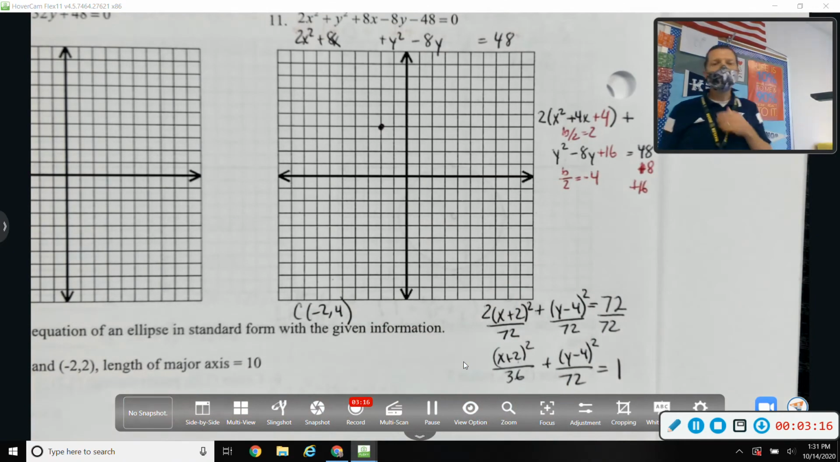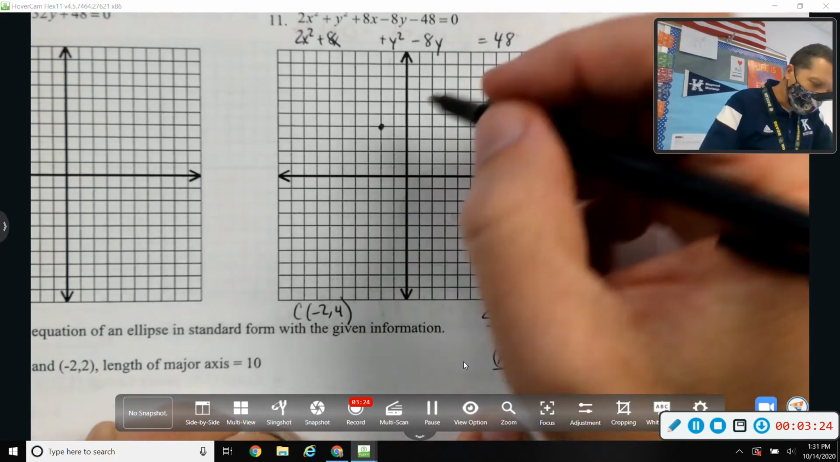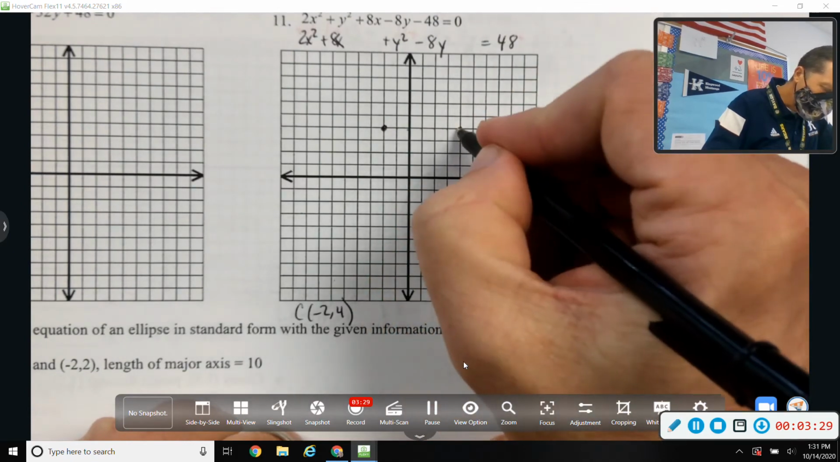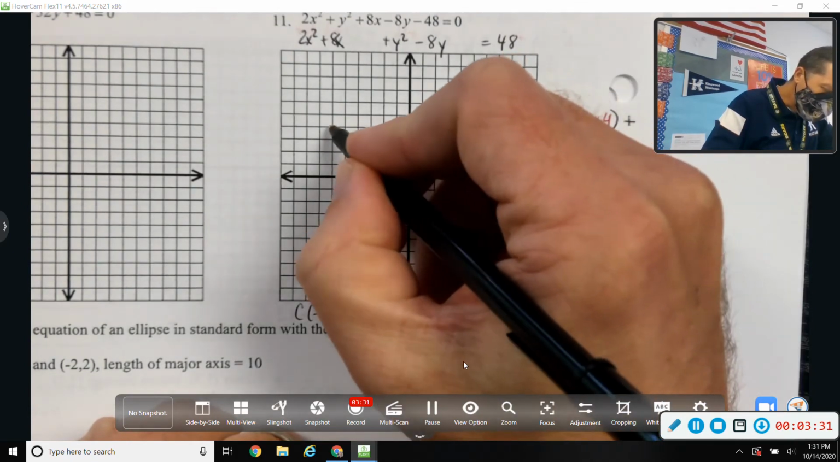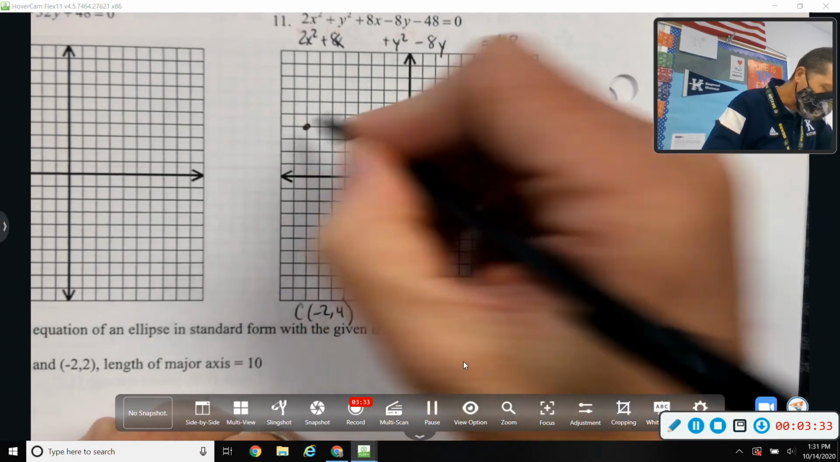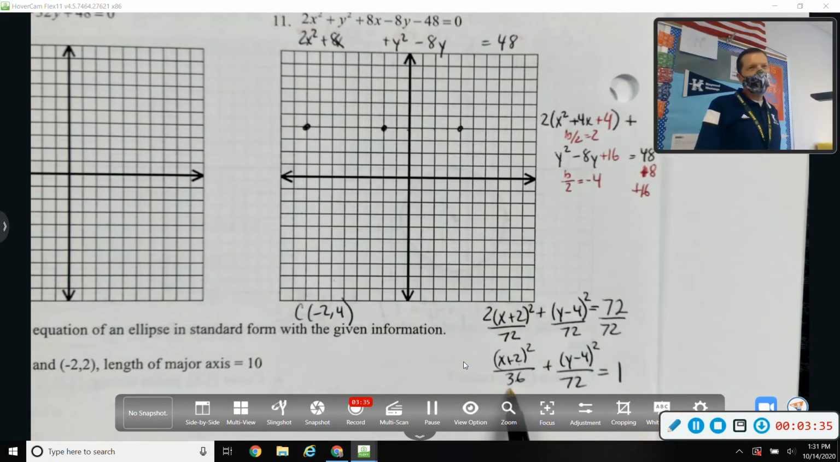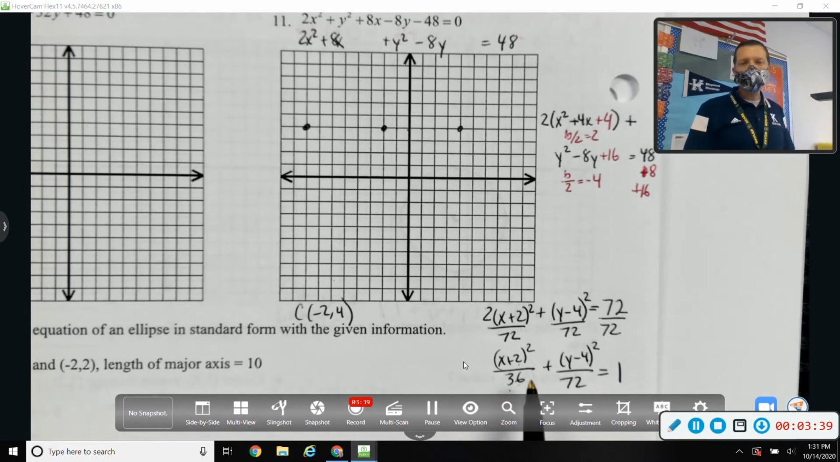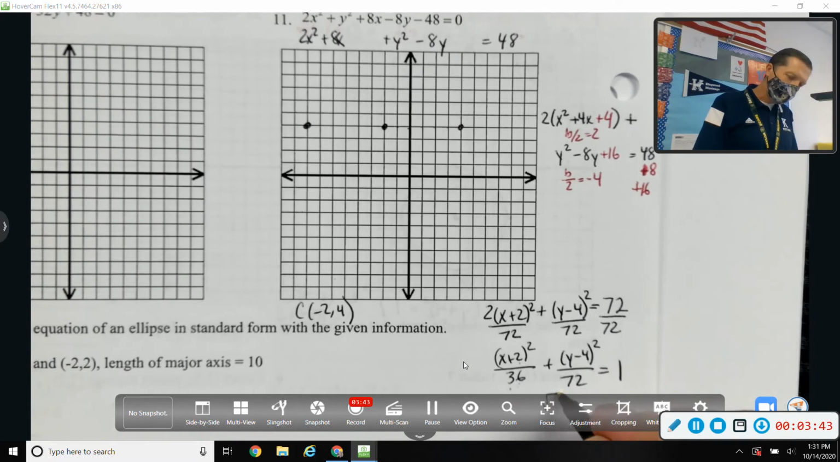And again, I'm not really worried about who's A and who's B. If it's under X, you go that many in X. If it's under Y, go that many in Y. So I'm going to go 6 in the X direction. 1, 2, 3, 4, 5, 6. So 6 left and right. Remember that's sort of the X radius. That's not the official term, but that's kind of how it works. The X radius is 6. The Y radius is square root of 72.